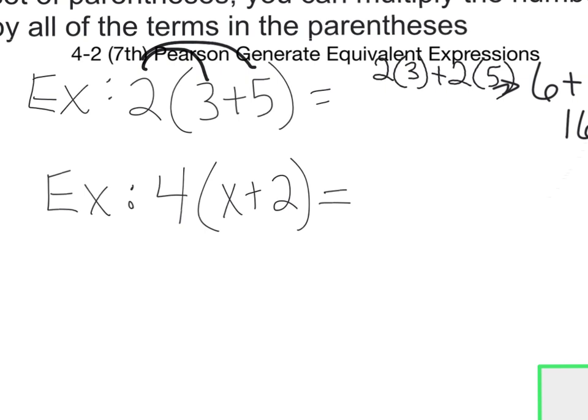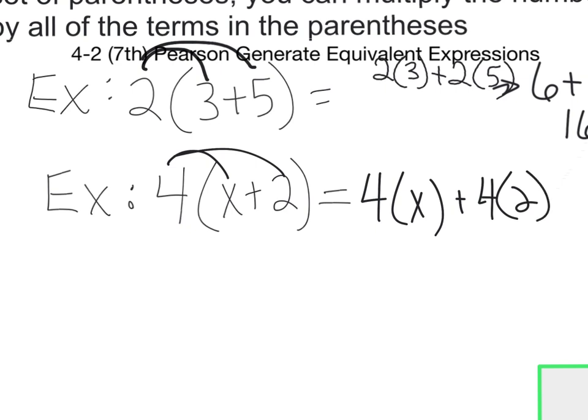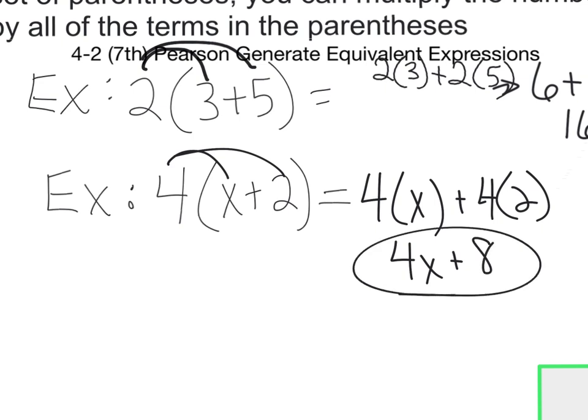So a second example, we have 4 times the quantity x plus 2. Times the quantity just means we have something inside parentheses. So for the distributive property here, we would do 4 times x plus 4 times 2. And then 4 times x is 4x, 4 times 2 is 8. So we can say that 4 times the quantity x plus 2 is equivalent to 4x plus 8.